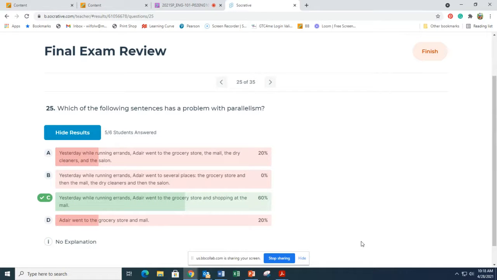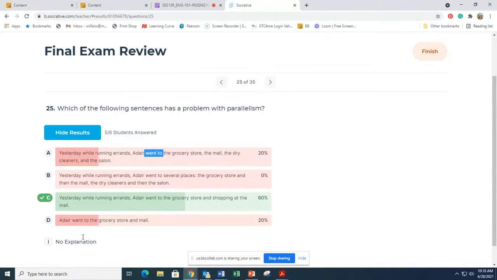Yeah, so it's C, right? A is fine, it's totally parallel because we've got "yesterday while running errands, Aaron went to," and this right here basically sets the beat for the rest of the sentence. Adair went to the grocery store, Adair went to the mall, Adair went to the dry cleaners, Adair went to the salon. Adair went to all those places, right? So all of those bits, those pieces of the story are all going in the same direction grammatically.